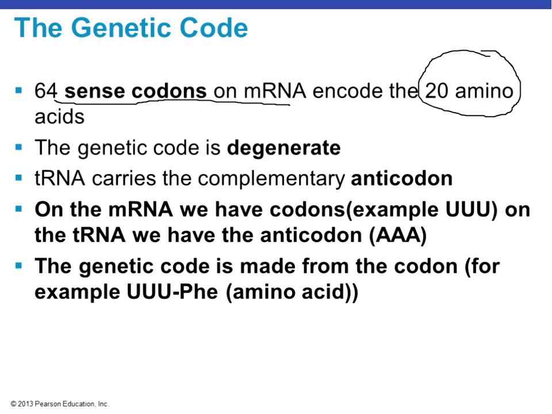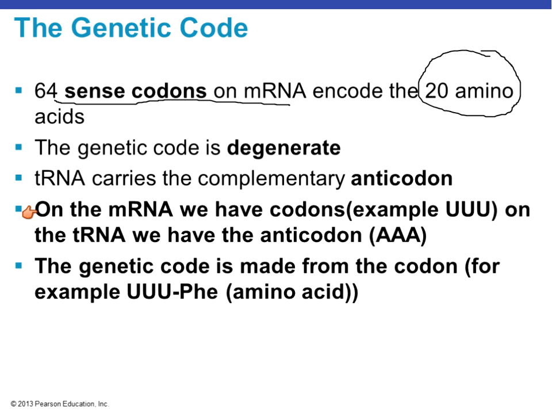How many words can you make from just 26 measly letters? Infinite, isn't it? So in much the same way, the combinations we can have from just these 20 amino acids is infinite, and that's why we have such an abundance of different types of proteins and different types of biological organisms. So the transfer RNA is going to carry the complementary anticodon to the codon that's on the messenger RNA.